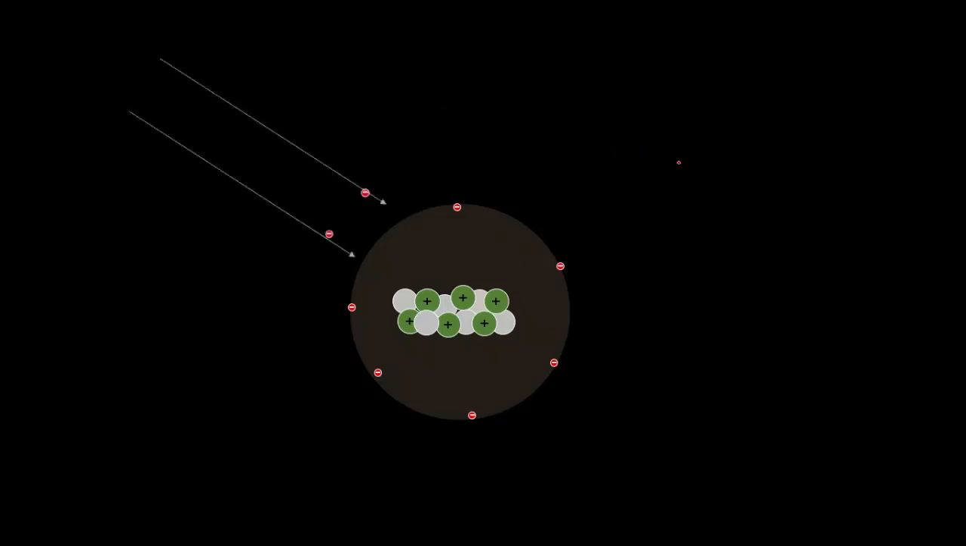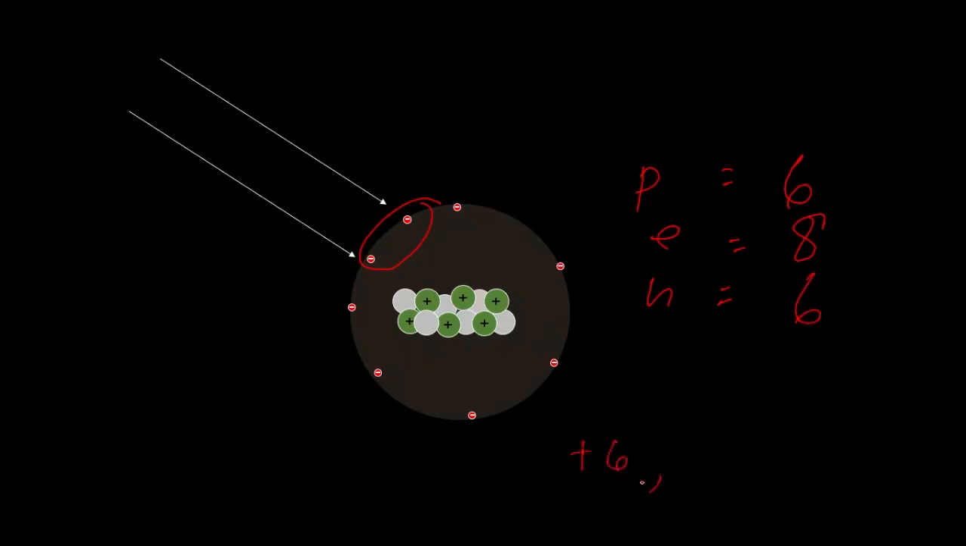Let's say this atom receives 2 electrons. Protons is still 6. Electrons, it receives 2. 1, 2, 3, 4, 5, 6, 7, 8. 8 electrons, and neutrons the same number, 1, 2, 3, 4, 5, 6 neutrons. So right now we have positive 6 and then negative 8. There are more negative charges compared to the positive charges. So if we add this one, positive 6 plus negative 8, the answer is negative 2.